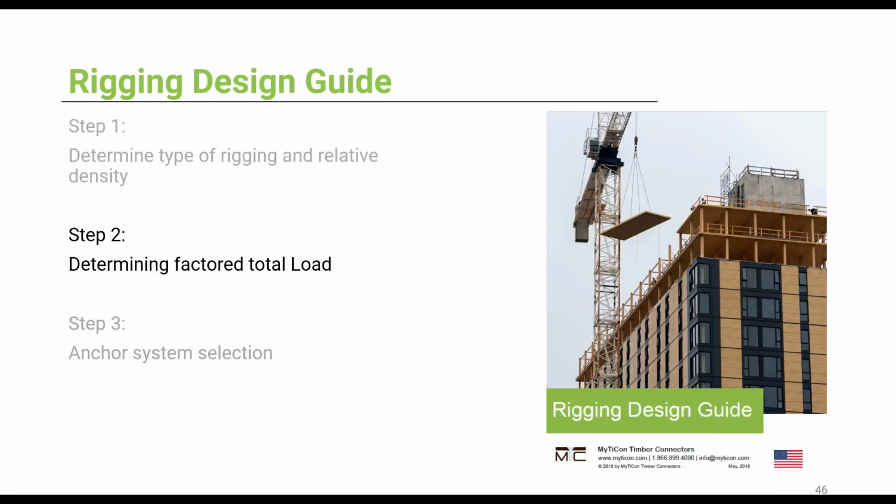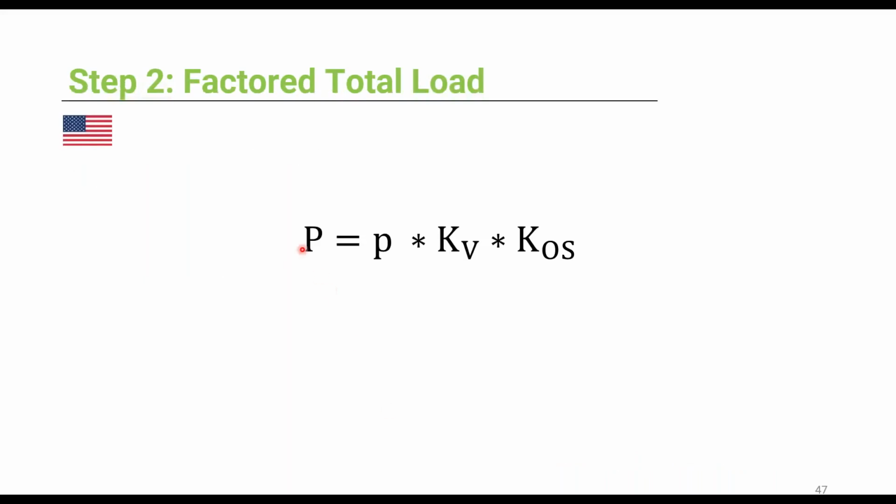The second step is to determine the factored total load of the element being lifted. Throughout the following slides, we'll go over the formulas that are used in the design guide. However, it's really similar for the Canadian guide. So for our Canadian engineers, we haven't forgotten about you. The factored total load can be found using the unfactored weight of the panel multiplied by the dynamic acceleration factor and an optional safety factor.